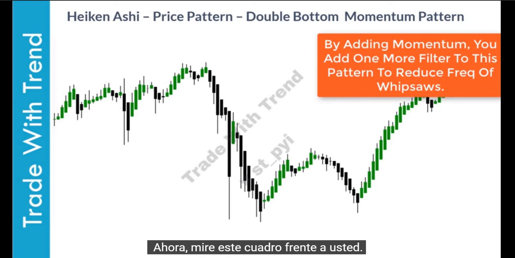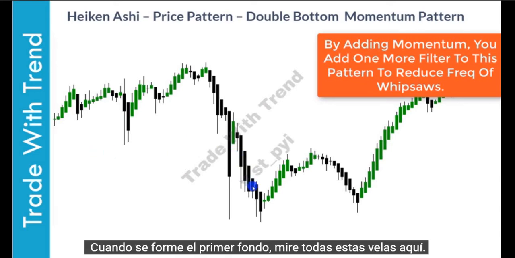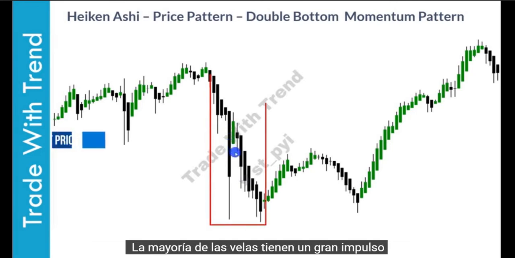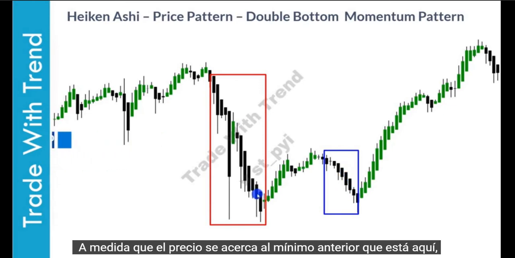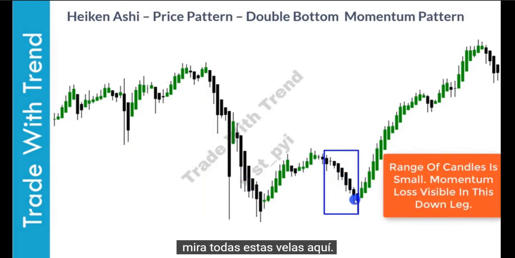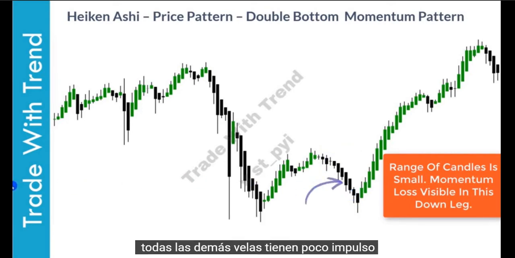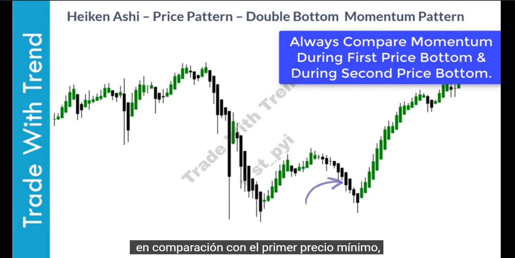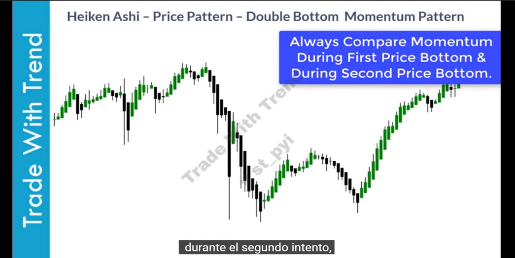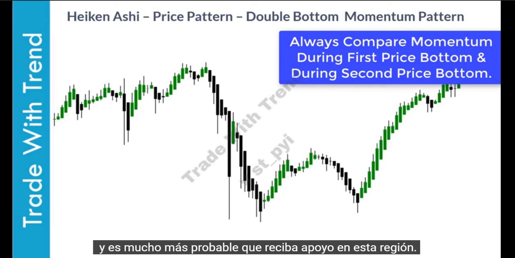Now look at this chart in front of you. When the first bottom is formed, look at all these candles here. Most of these candles are high on momentum and represent trend bias on the downside. Now look at the second bottom that is formed. As price approaches the previous bottom that is here, look at all these candles here. Other than this candle that I've marked, all other candles are low on momentum and are narrow range candles. What this signifies is that when compared with the first price bottom, during the second attempt, price has lost substantial momentum and is much more likely to take support in this region.